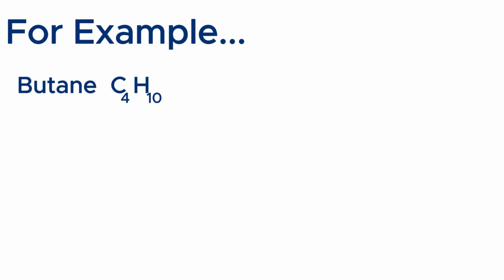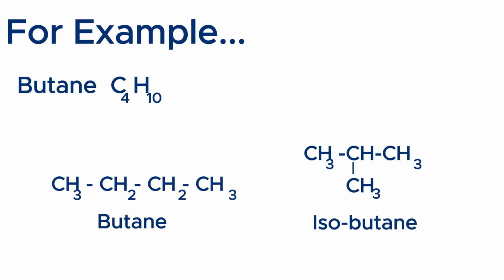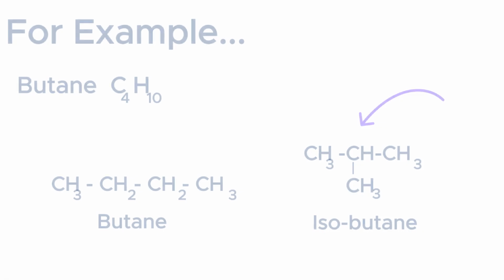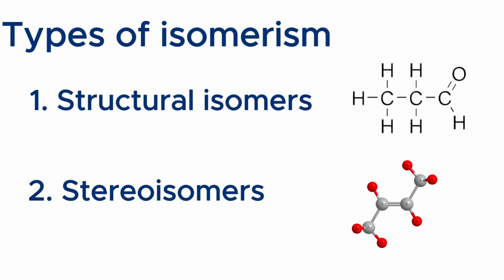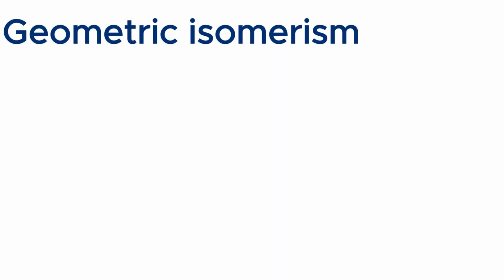For example, butane can show two different structures, isomers. Even though both have the same molecular formula, one is butane and the other is isobutane. Isomers come in different types: structural isomers and stereoisomers. Today, we're going to focus mainly on one type of stereoisomerism, called geometric isomerism.